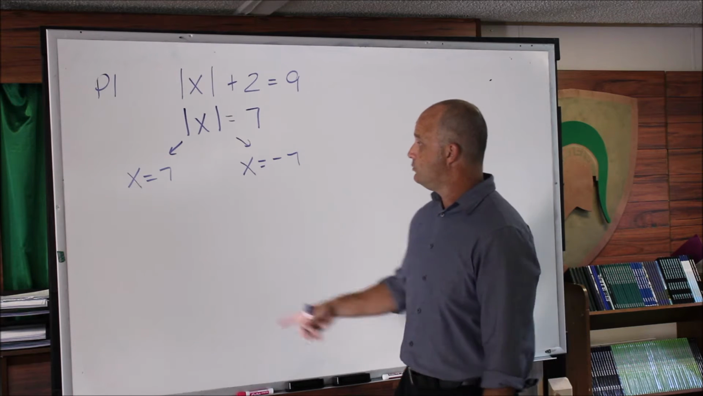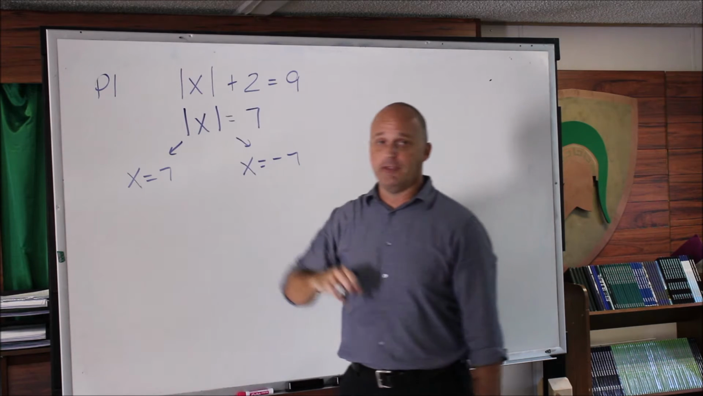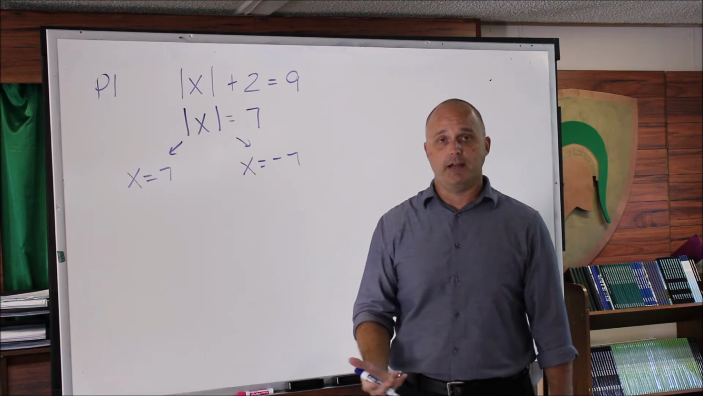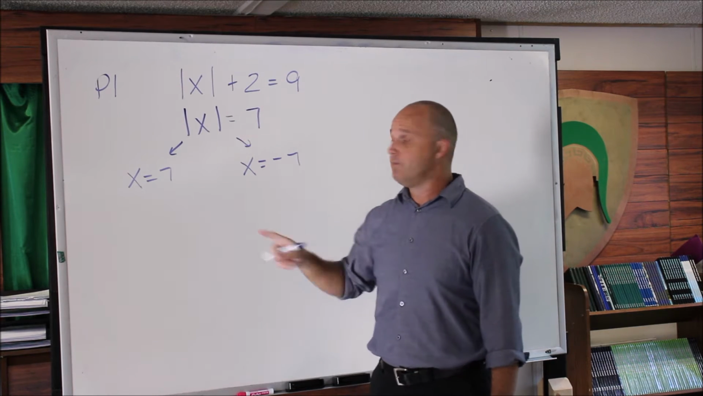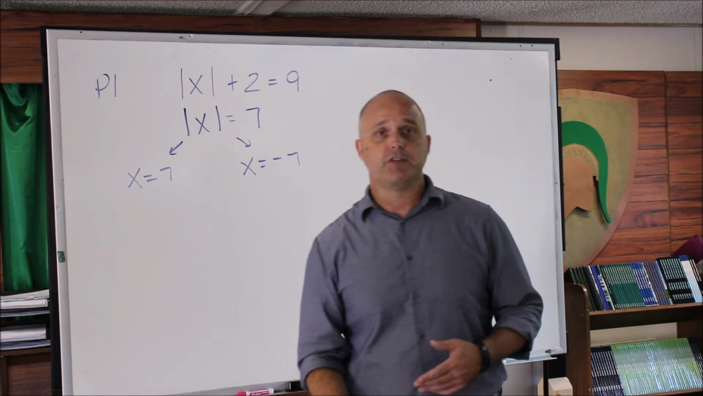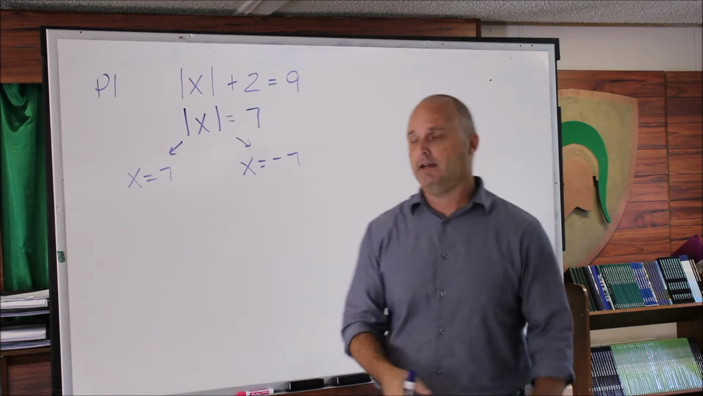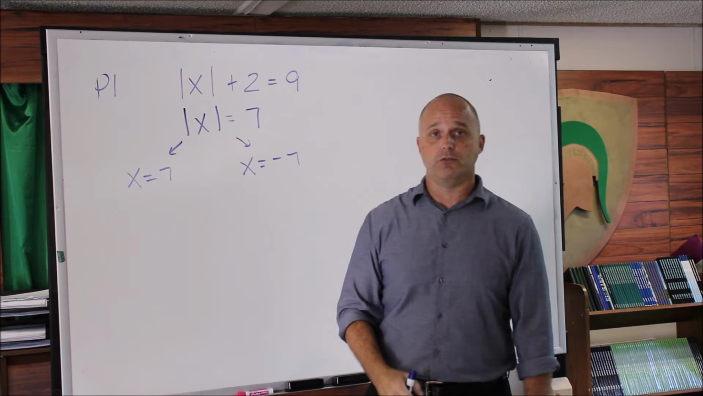To check this, just go ahead and put each one back in. So put 7 in for x. The absolute value of 7 is 7, plus 2 is 9, and 9 equals 9. Plug negative 7 in for x. The absolute value of negative 7 is 7, plus 2 is 9, and we know that 9 is equal to 9. So both of these are solutions to our problem.